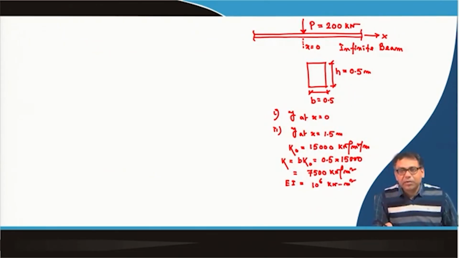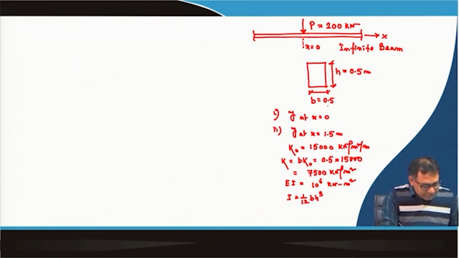In this particular problem the EI value is directly given, but in other cases only E will be given, that means the elastic modulus of the beam material, and you have to calculate I. You know that I is equal to 1 by 12 b h cube. Here you know the b value, you know the h value. So, you will get I, and if you multiply I with E, you will get EI. So, that is also another option. Now, these are the properties given.